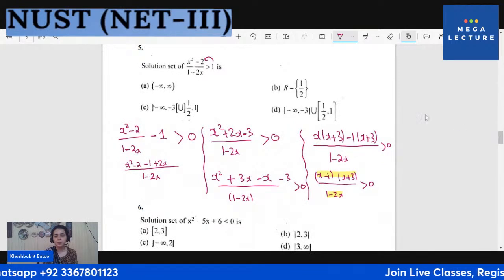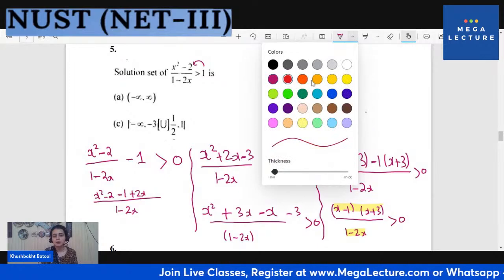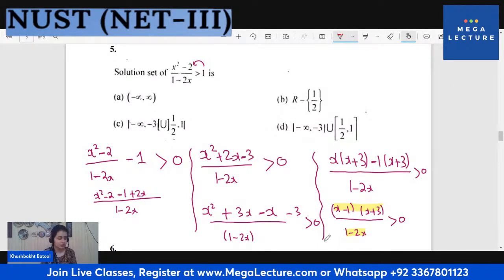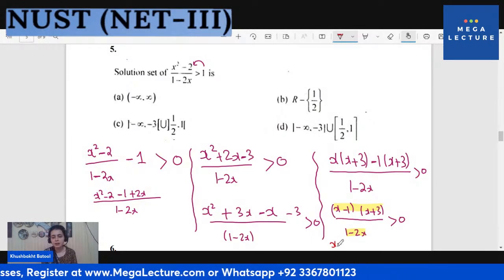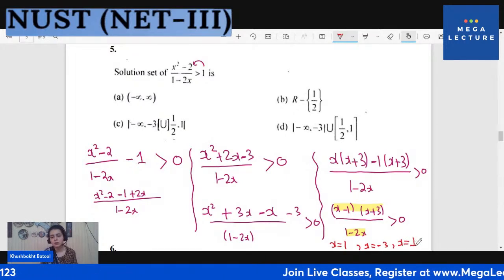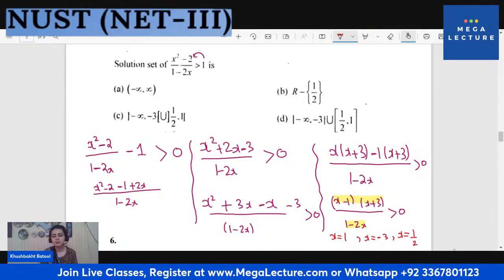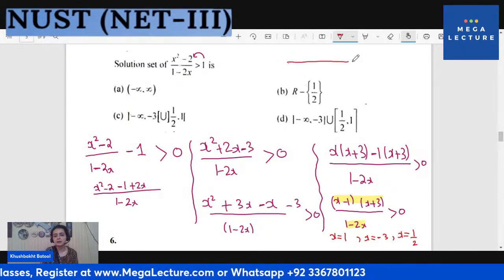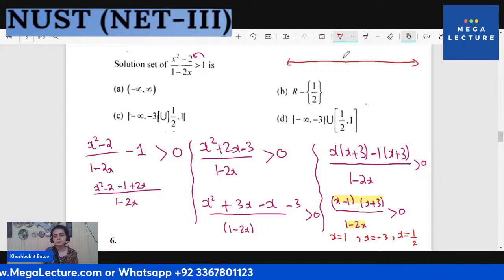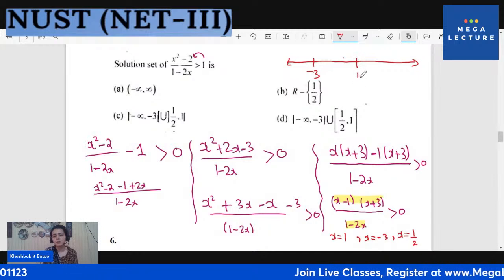Okay. All right. So let's keep it zoomed in. I'll be doing the additional steps here. So this would give me x equals 1, x equals minus 3, and x equals half. This is basically the three critical points I would be having. I can make the number line here. So I have minus 3, I have 1 by 2, and then I have 1.